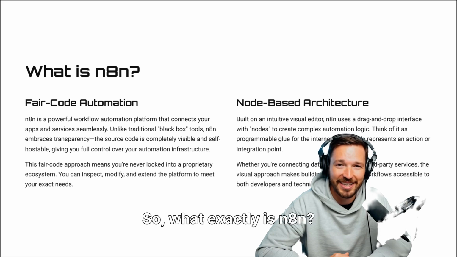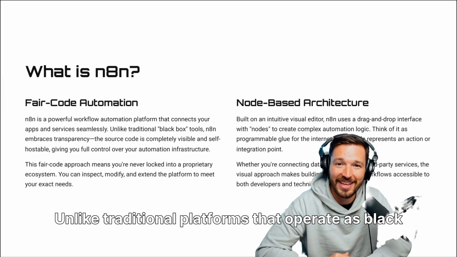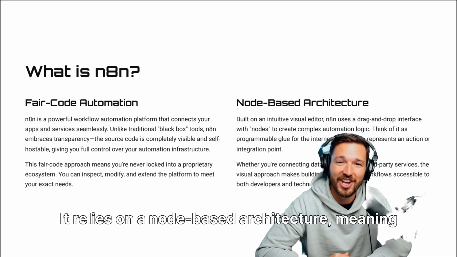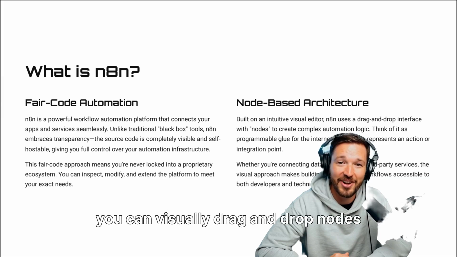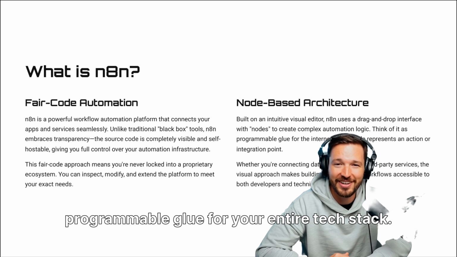So what exactly is n8n? It's a fair code workflow automation tool. Unlike traditional platforms that operate as black boxes, n8n gives you full visibility into the source code. It relies on a node-based architecture, meaning you can visually drag and drop nodes to build complex logic, acting as the programmable glue for your entire tech stack.